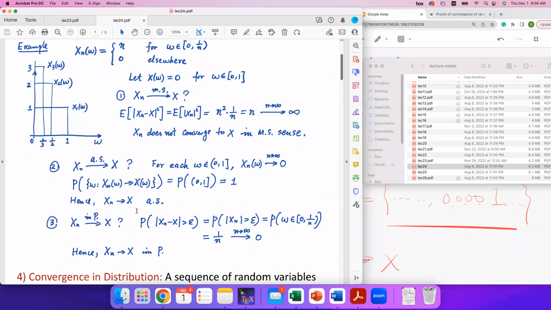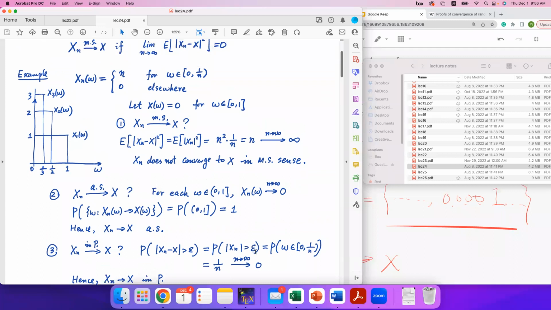So for convergence in probability, we look at the probability of this event. The target random variable X in this example is 0, so we can ignore that. This reduces to the event Xn bigger than epsilon. For arbitrary small epsilon, if you draw a horizontal line at epsilon, you can see that the absolute value of Xn will be bigger than epsilon on their support set, because all these random variables either take the value n or 0. So n will clearly be bigger than epsilon if your epsilon is very, very small.